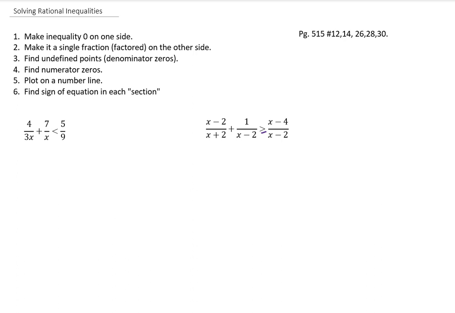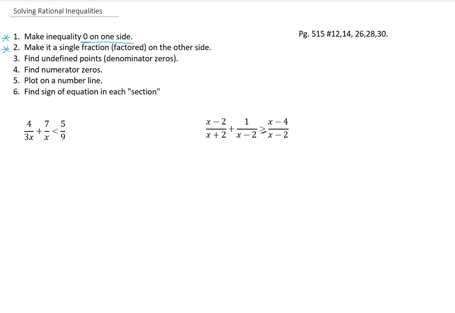So we're going to solve rational inequalities today, and they're very similar to at least one of the ways we did solving equations on Friday. We're going to get everything on one side of the inequality, so we have 0 on the other side. And then we're going to combine everything into one single rational fraction, and leave it in factored form, hopefully, on the non-zero side.